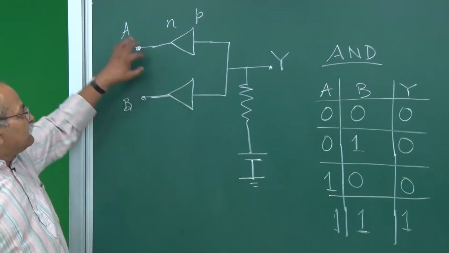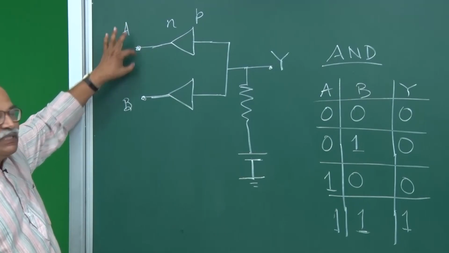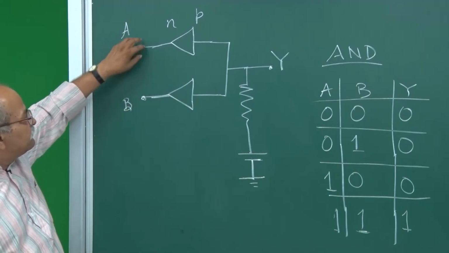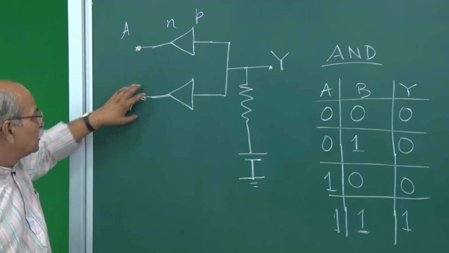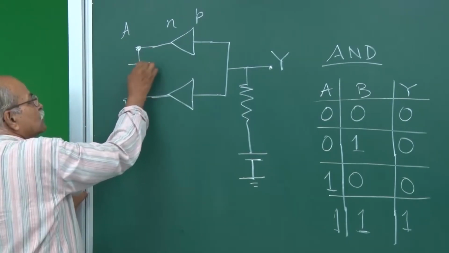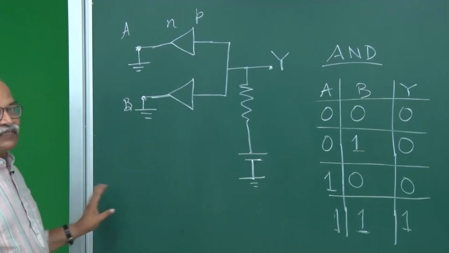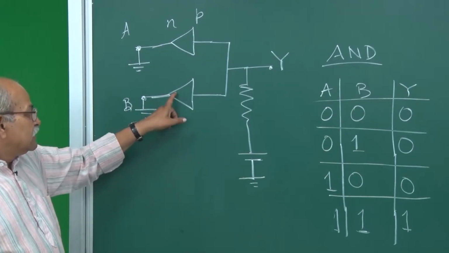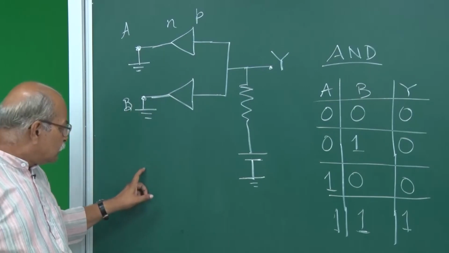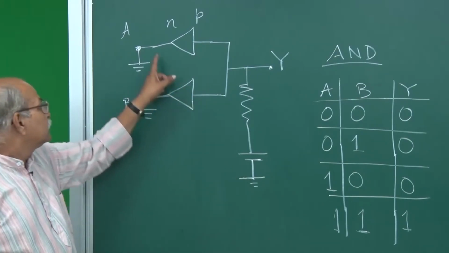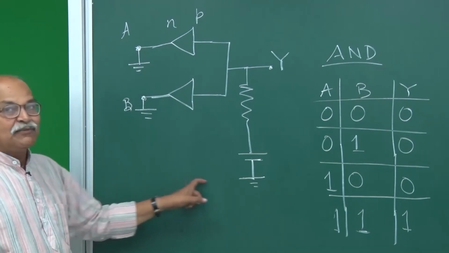So what happens if this A is 0 and this B is 0? That means this is given 0 volts, this is given 0 volts. I am connecting this to the ground, I am connecting this to the ground. Remember this kind of symbol? It means that this is connected to this line here, and this is also connected to that same line here.